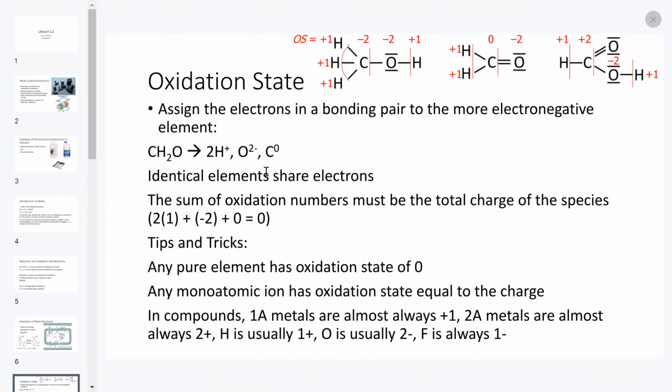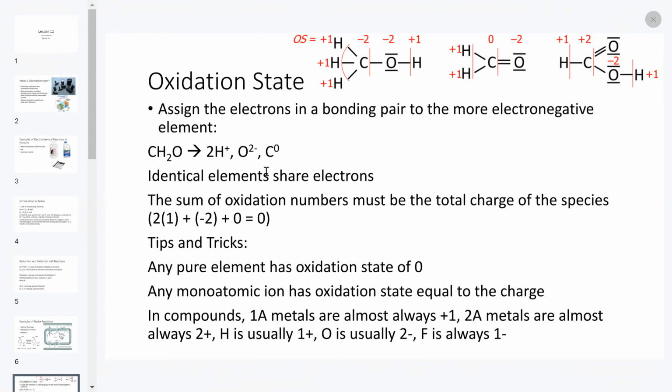Great. And here are some other tips just to make your life easier. Any pure element has an oxidation state of 0. So O2, Cl2, and P4 all have oxidation state 0. They're all pure elements. Any monoatomic ion, any ion that consists of only one atom, has an oxidation state equal to its charge. So Cl minus and O 2 minus have a -1 oxidation state and a -2 oxidation state, respectively.